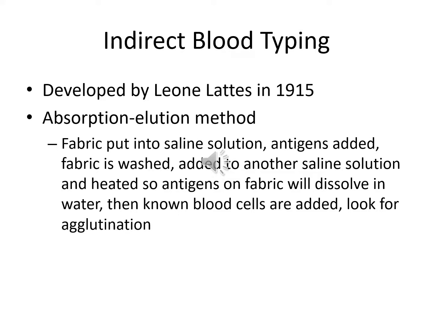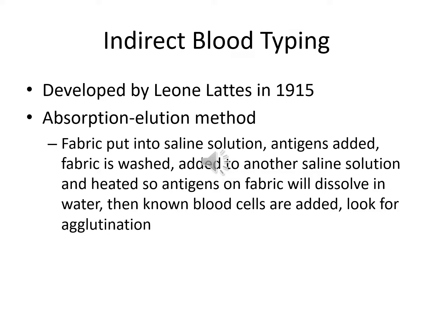So here we're looking really for the presence of the antibodies from the blood serum of the original individual, and then when we add those known antigens, we can determine what antibodies were present. So if the person had anti-B, then when we add the B antigen, we'd get agglutination, and that's how we would know that the person must have been either type A or type O if they had the anti-B antibody present in their serum.